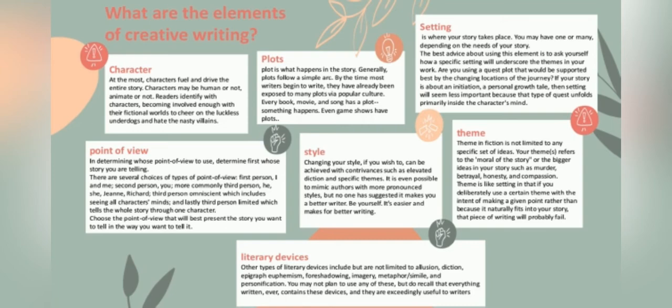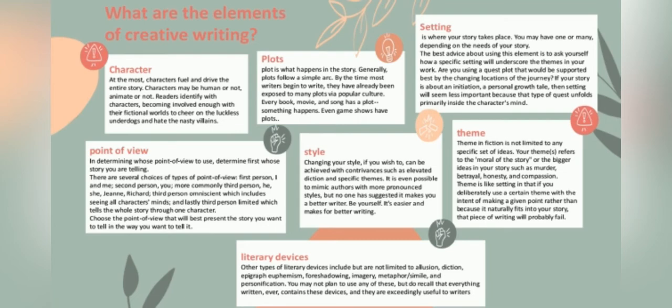First person, I and we. Second person, you. More commonly, third person, she, he. Third person omniscient, which includes seeing our characters' minds. And lastly, third person limited, which tells the whole story through one character.